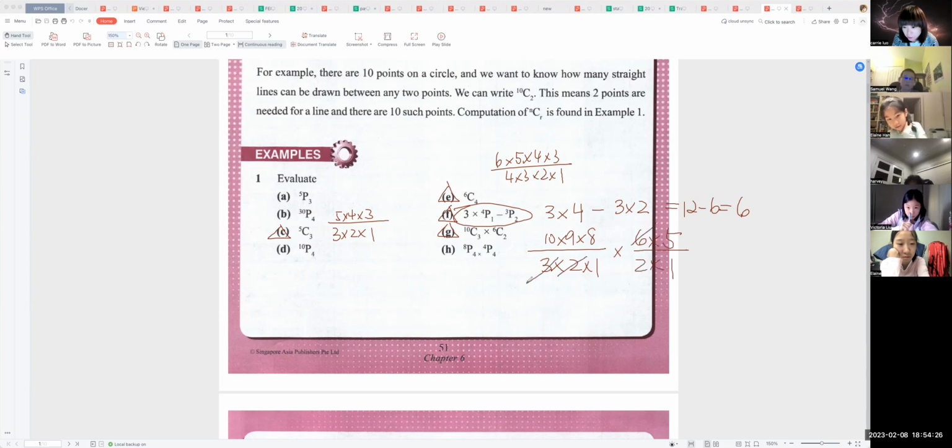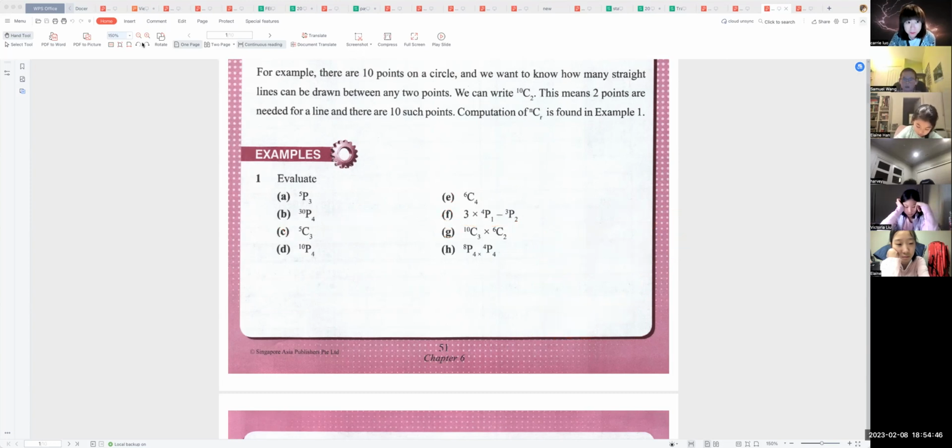6 and 6 are gone. And 8 and 4 is 4. So the answer is 10 times 9 times 4 times 5. So the answer is 1800. Okay, get it, everybody? Okay, if you have any questions, you can stop me, or else we're going to move forward.